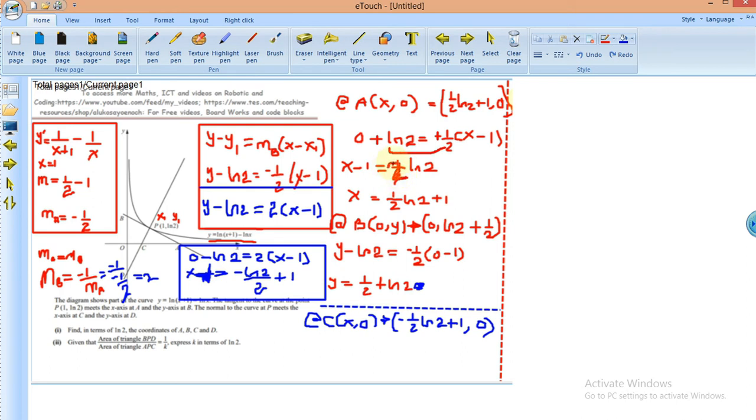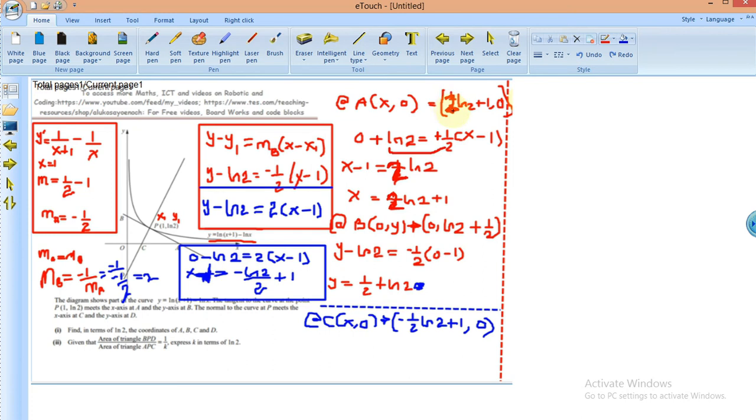So 2 ln 2. So this should be 2 ln 2. Then when you bring this plus 1 here, this should be 2 here also. This is 2, not half. Sorry about that. Because you cross multiply, when you divide by half, it can't be half, okay? So this is actually 2. So sorry about that, okay? So this is 2.